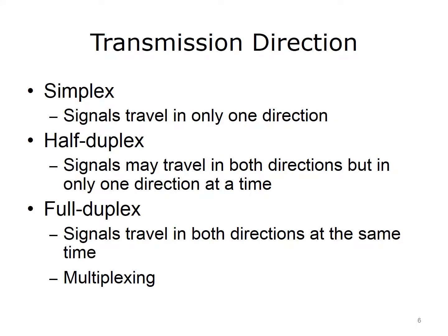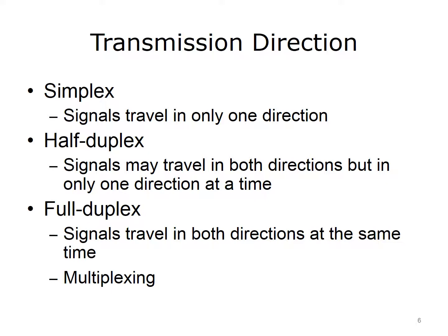Data can flow in one of three possible ways in a network: simplex, half duplex, or full duplex. Simplex means that data can only flow in one direction, like water coming out of a faucet. You can't send water up a faucet. Half duplex means that data can flow in both directions, but only one direction at a time. An example is a CB radio. You can talk on the radio and listen on the radio, but only one of those things at a time.